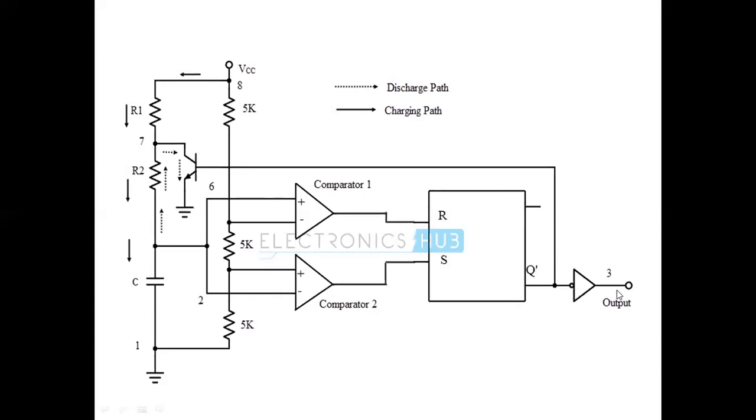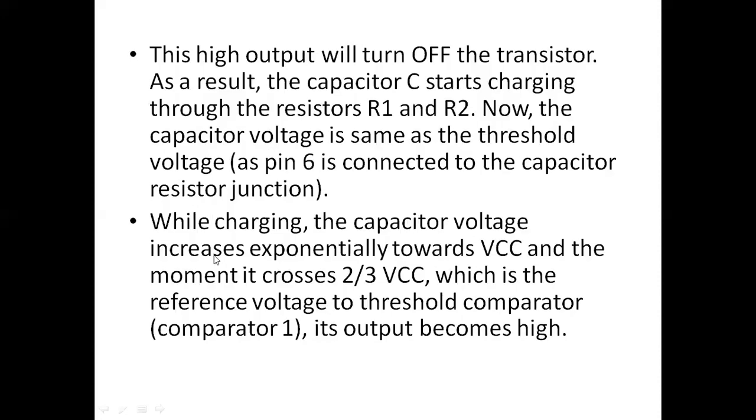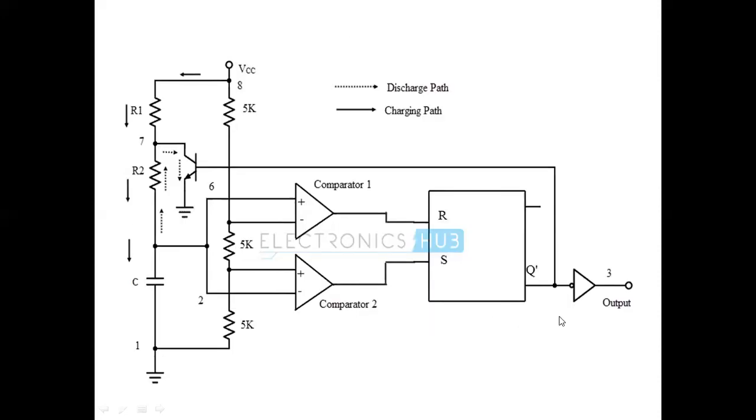So the inverter output will be high. So that is about comparator 2 operation. Whenever we can get some logic 0, then this is obviously connected to the NPN transistor. If you get some logic 0 at this point, the input to the transistor is also logic 0. That means the transistor will be in off condition.